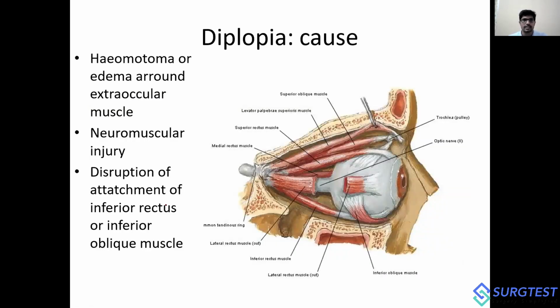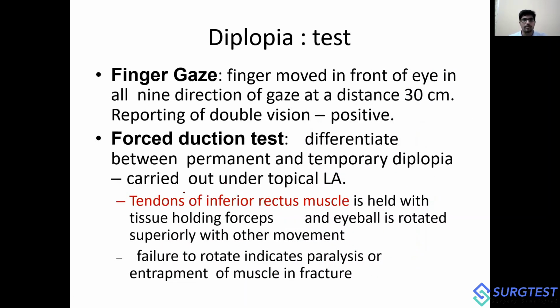In case of diplopia, the patient is having double vision. The cause can be hematoma or edema around the extraocular muscle, or neuromuscular injury, or disruption of the inferior rectus or inferior oblique muscle. Having said about diplopia, there are tests. One is the finger gaze test, which is similar to how we measure the field of vision. In the distribution of that muscle, if the patient is having double vision, then we consider it as entrapment or paralysis of that particular muscle.